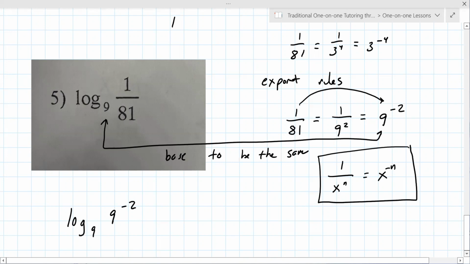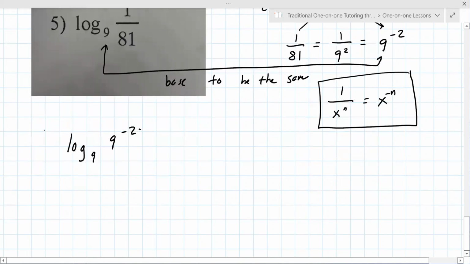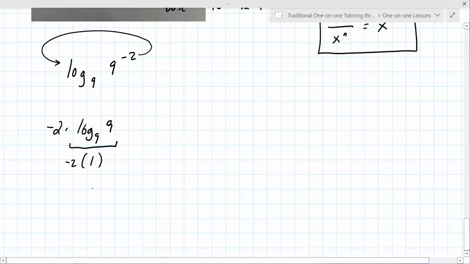So now, what do you do? What can you do with that minus 2? Move it in front of the log. Minus 2 times log base 9 of 9. Log base 9 of 9 is 1. Negative 2 times 1 is negative 2.